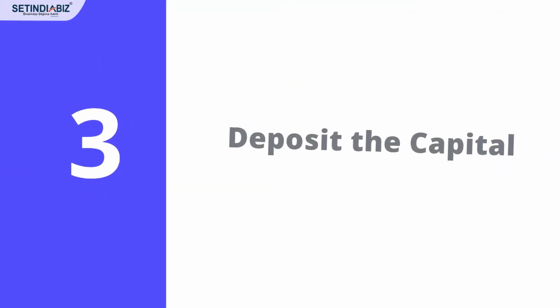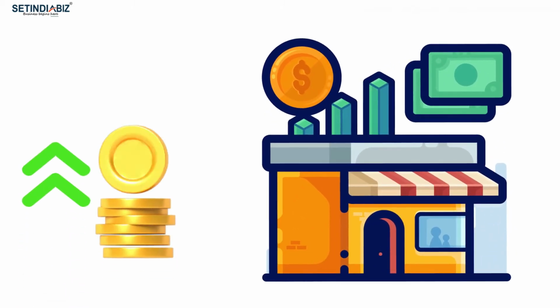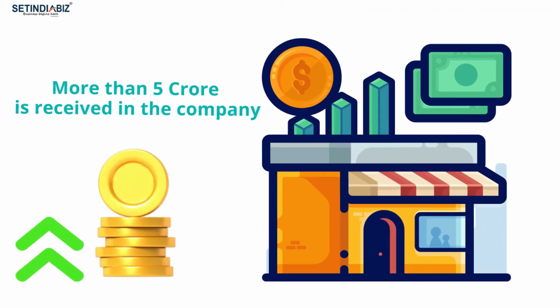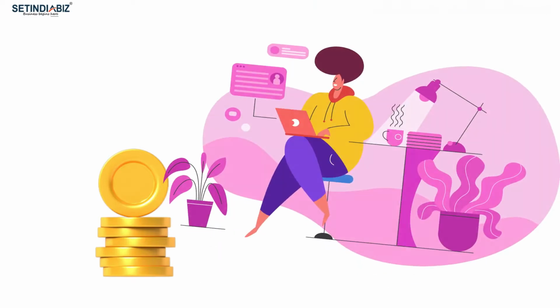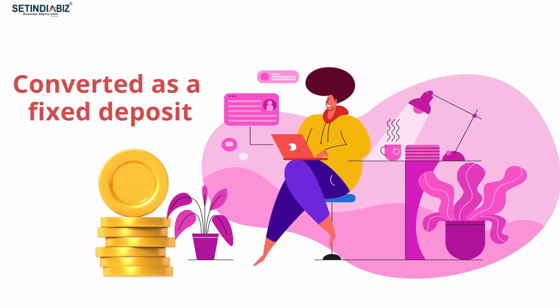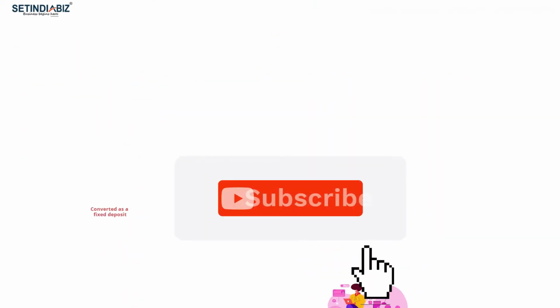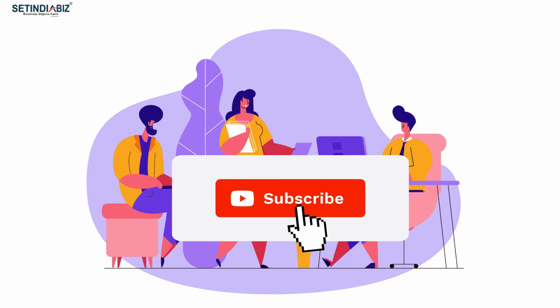Number 3. Deposit the capital. After the paid-up capital of more than 5 crore is received in the company, the same should be converted as a fixed deposit in a scheduled bank and obtain a no-lien certificate from the banker.